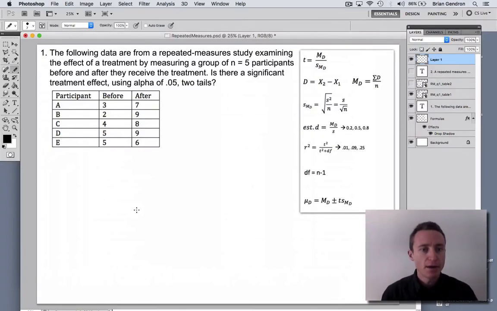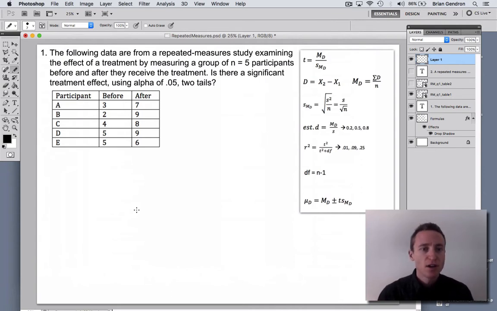All right, welcome back in, everybody. In this video, we are going to look at a few repeated measures designs. And recall that repeated measures studies are also known as within subjects designs. So when you hear those different names, they mean the same thing.